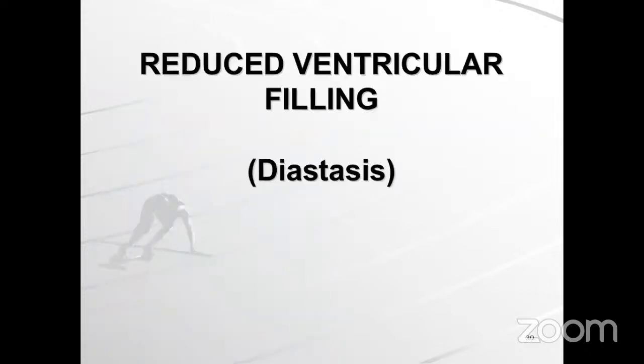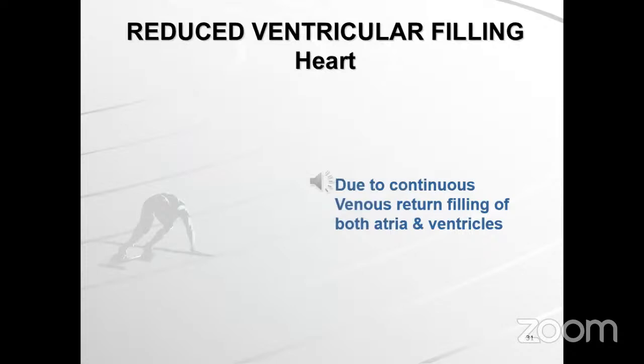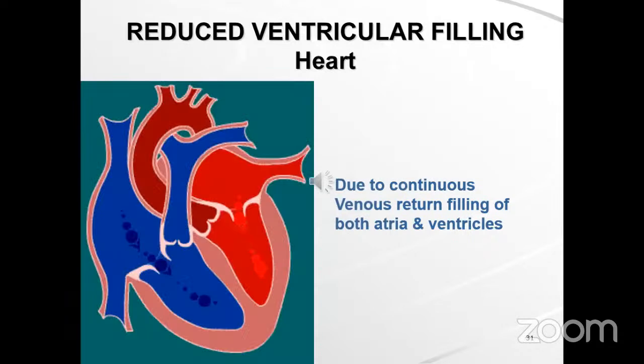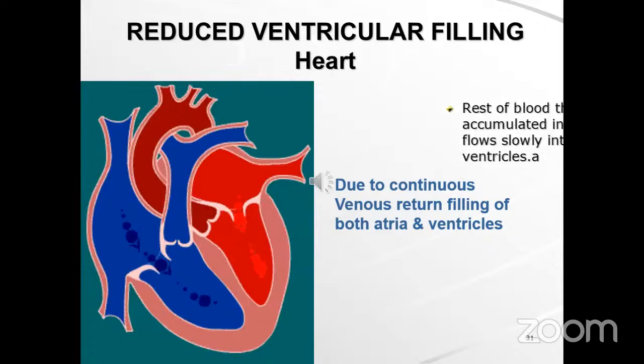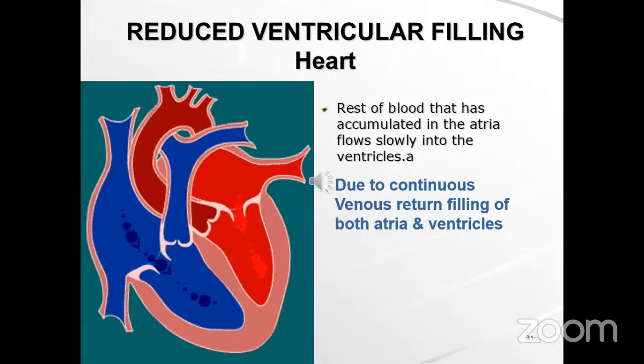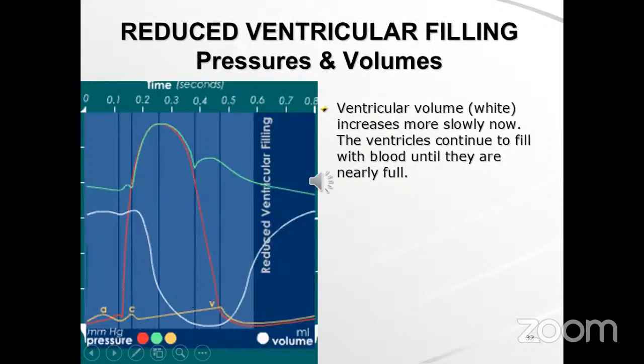Next one is the reduced ventricular filling. Due to continuous venous return, filling of the atria and ventricles happens. The blood slowly goes into the ventricles and there is an increase in the ventricular pressure and volume again. And the atrial pressure slowly maintains a constant decreased level.